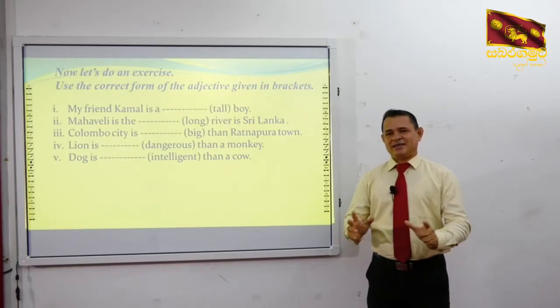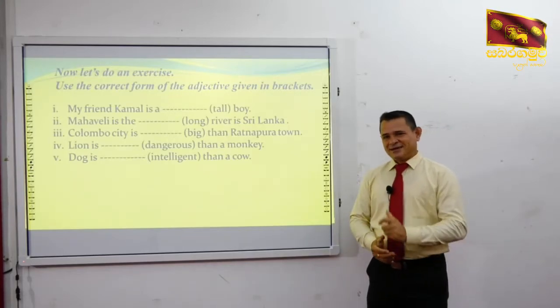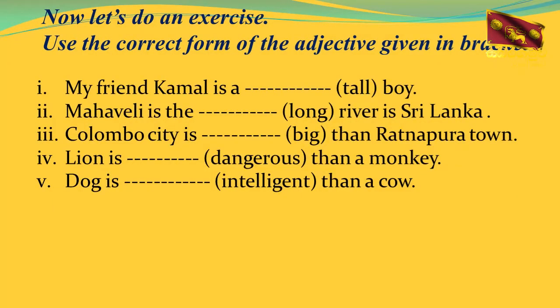Now let's do an exercise. You got an idea about adjectives? Let's see whether you can do this. Use the correct form of the adjective given in brackets. Let's do it together with me, right? I hope that you are with me.